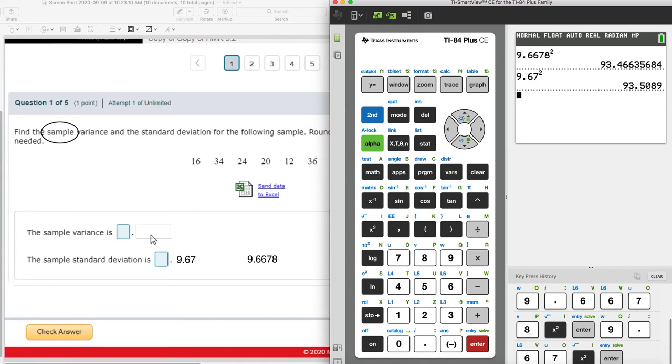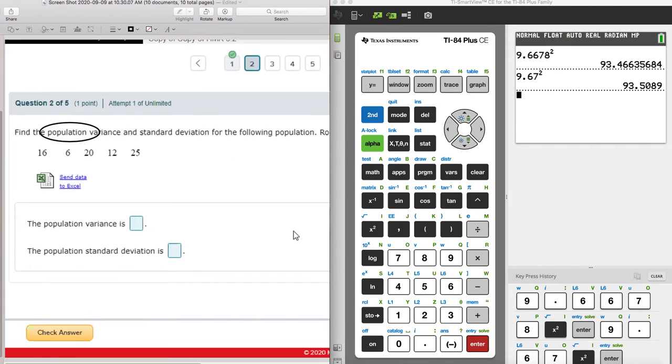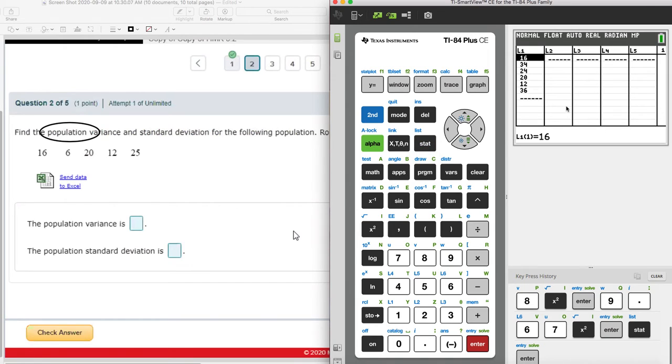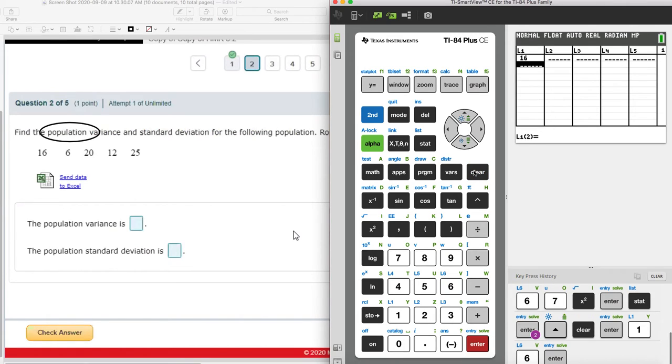The other one, if it's not asking you for a sample variance, if it's instead asking you for a population variance, then you go through all the same process. You do stat edit, put your numbers in, and now it's 16. Oh, I'm going to erase this, clear, enter, 16, 6, 20, 12, 25.